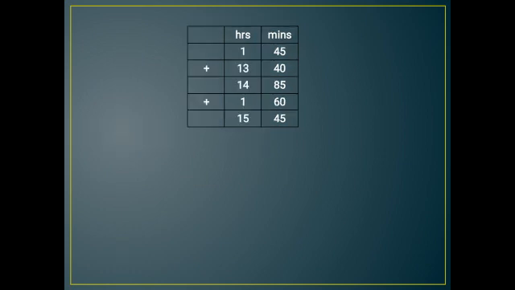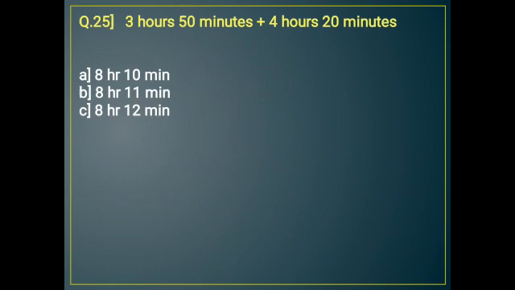When we do the addition, 45 plus 40 gives us 85, and 1 plus 13 gives us 14. So 85 minutes means there is 1 hour, and here we take the 85, subtract 60 and add 1 to the hours. So here we get the answer as 15 hours and 25 minutes. So the journey took how many hours? 15 hours and 25 minutes.